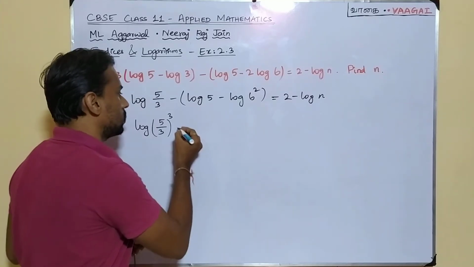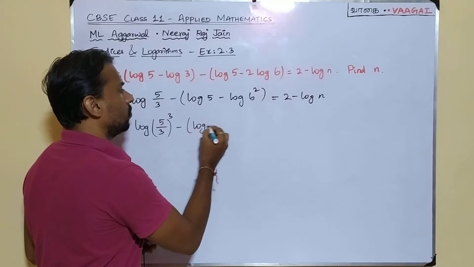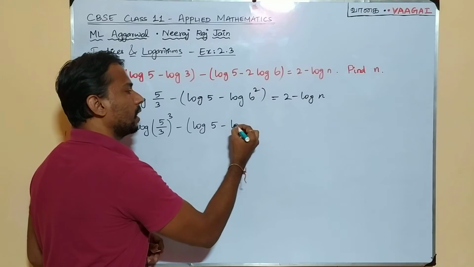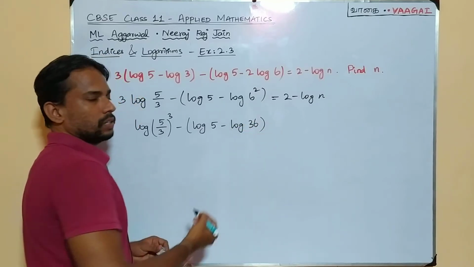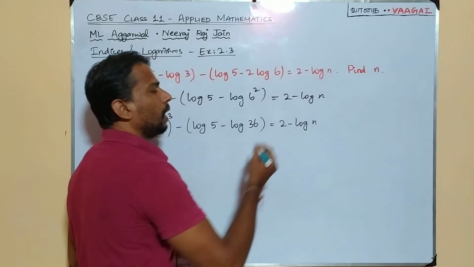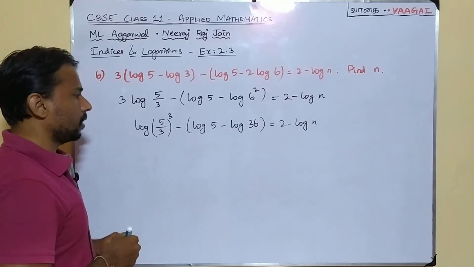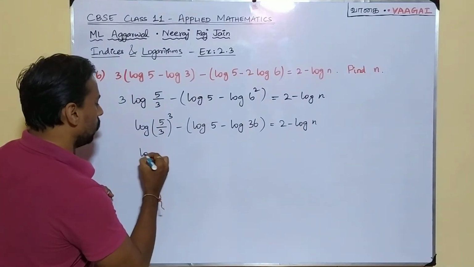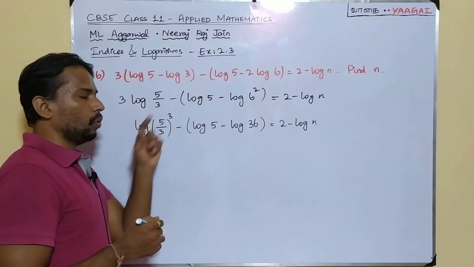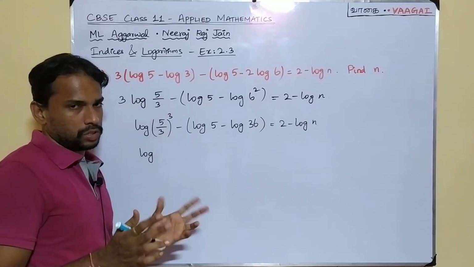Minus, coming here, here we have log of 5 minus, now what about this one? Log of 6 square. Now I can write this as log 36 because 6 square is 36, right? Is equal to 2 minus log n, and I'm not disturbing the right hand side as of now. Let it be as it is. Coming again, here we have log of, now what about this expression? 5 by 3 the whole cube. This will be nothing but 5 cube divided by 3 cube, is it or not?